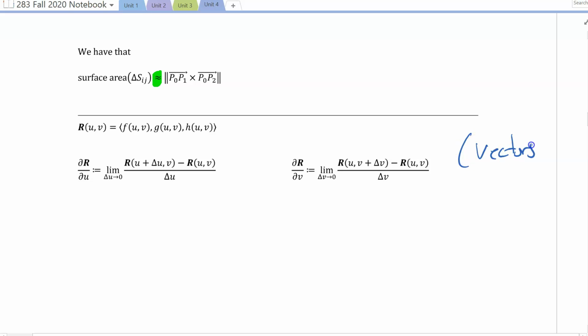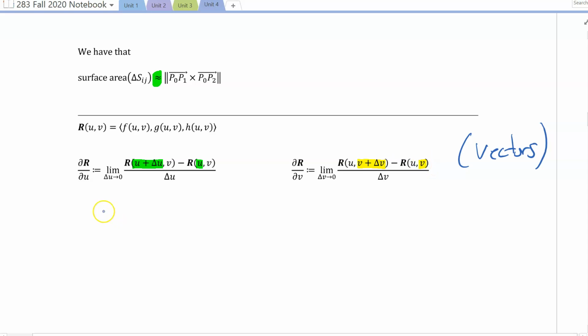We're not getting numbers here. These partial derivatives are vectors. Notice what's changing: for the u partial derivative, we're letting u vary, fixing v, and vice versa for the v partial derivative, we're letting v vary, fixing u.